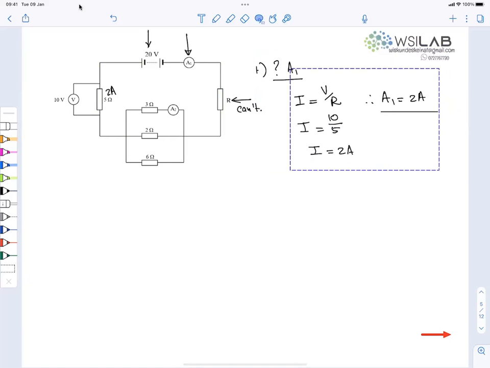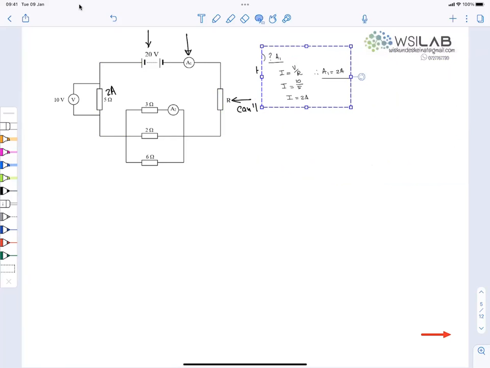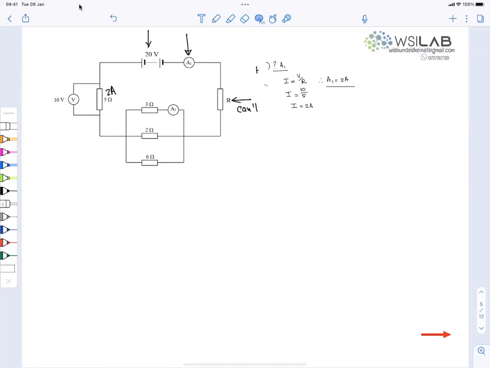Is that correct? Yes. But sure, why do we use the 10 volts and not the 20 volts? Is it because the potential difference lost there is not 20? And we couldn't use the 20 because we didn't have the total resistance. We only had the resistance there in that section.